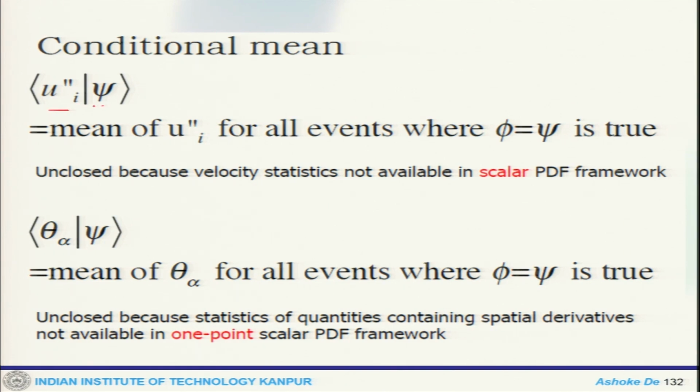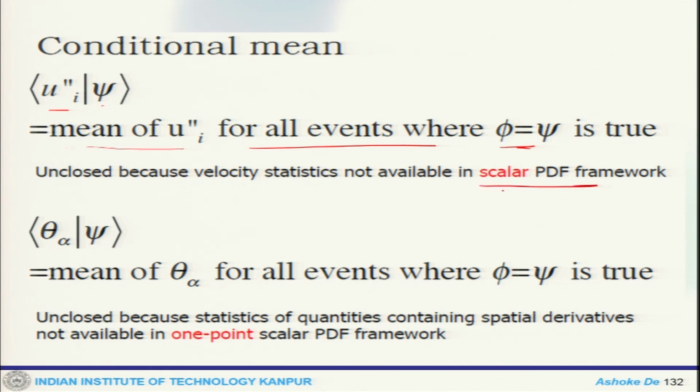is conditioned on psi, it would be equated with the mean of u for all events where psi equals phi is true. That means it is a very simple way to close that particular term which contains that velocity fluctuation. So, that allows you to consider the mean of fluctuations for all the events where you have psi equals phi, which is true.